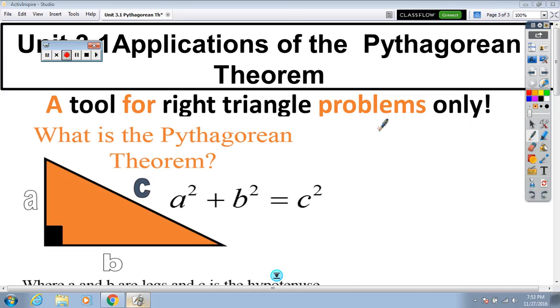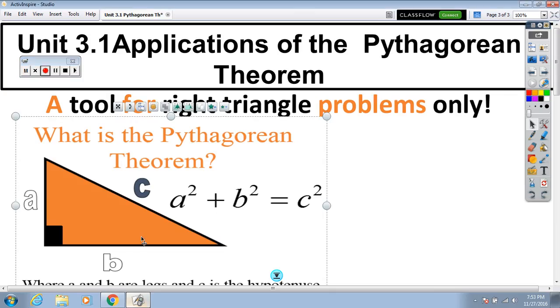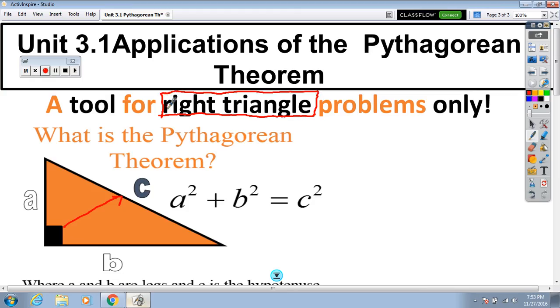Okay, so now we're ready to move on to Pythagorean's theorem, and we're going to do application problems here. Remember from the other side, A and B are the legs of the triangle, and C is the diagonal. It's always the side that is across from the right angle. Remember we can only use Pythagorean theorem when we have a right triangle, meaning you have to have a 90-degree angle in your triangle.